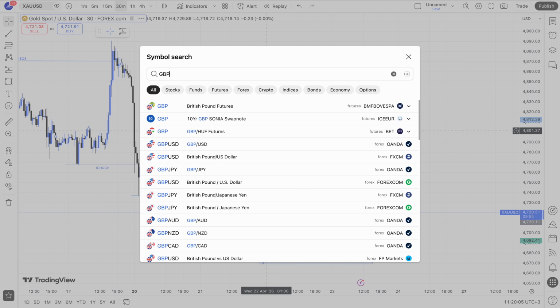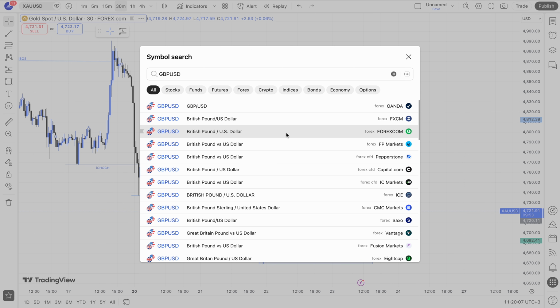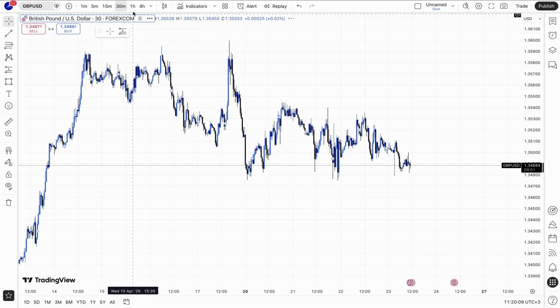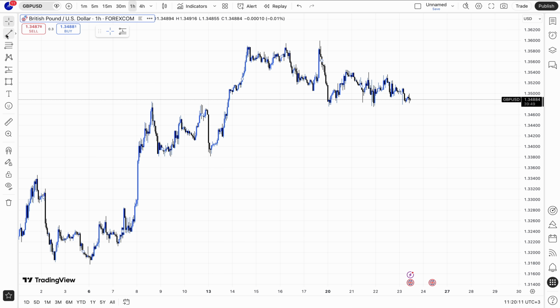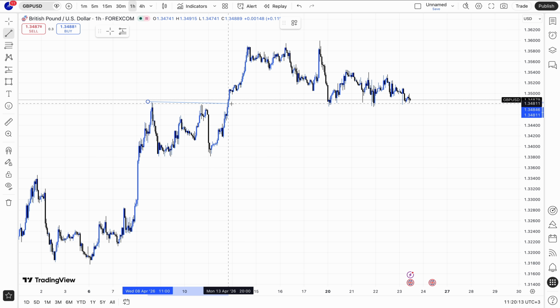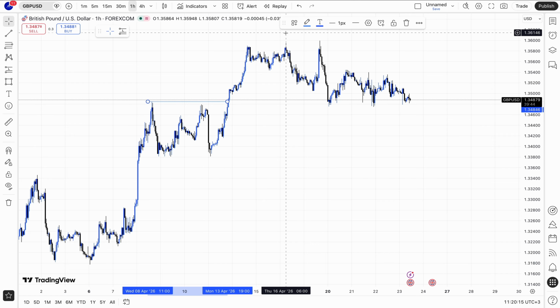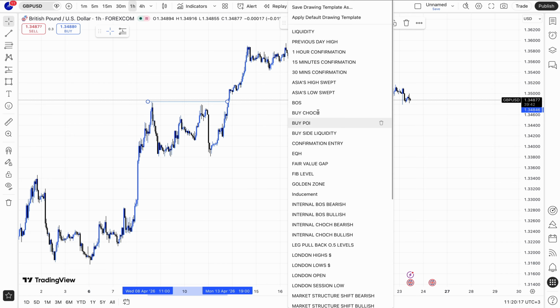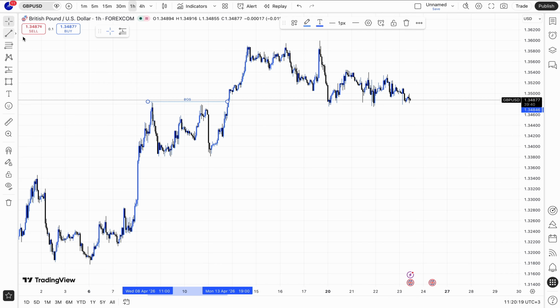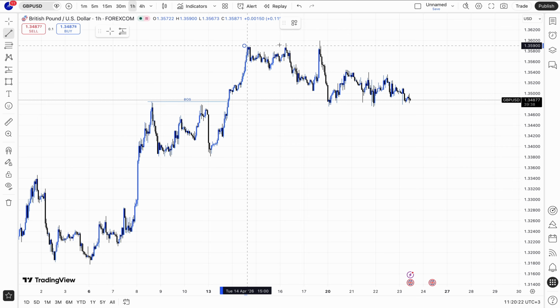Then GBPUSD. First and foremost is market structure. External market structure is moving up. The external market structure is moving up. We have a break of structure to the upside. Then you have a liquidation to the upside.